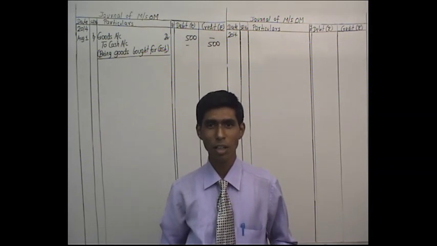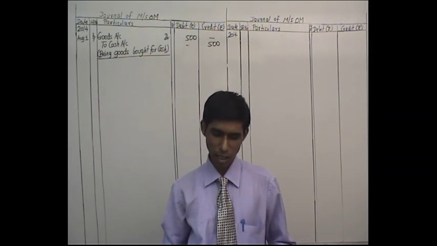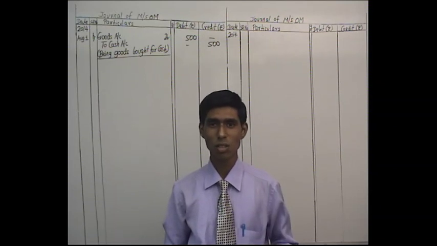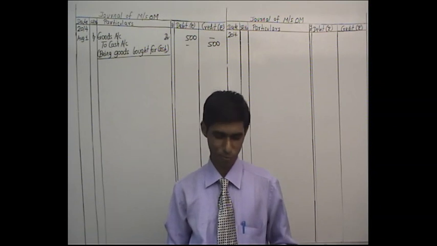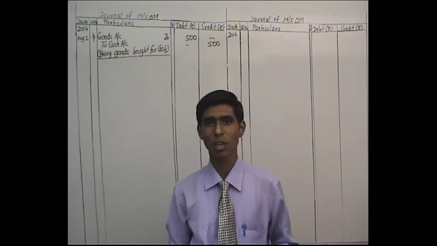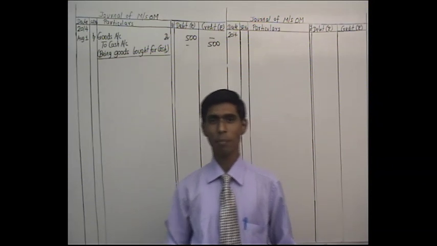Second, August 2, bought goods from Sanjay on credit. Whenever there is a credit, you should remember person. Underline Sanjay and goods. When goods is there, goods real comes in debit. Sanjay personal giver credit.